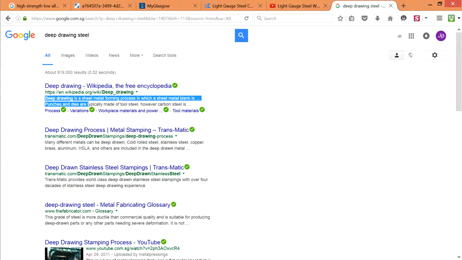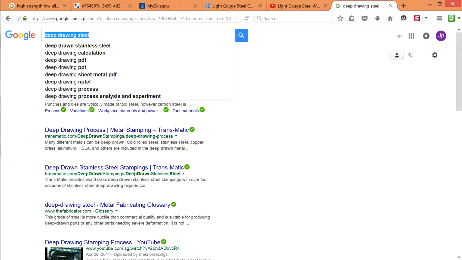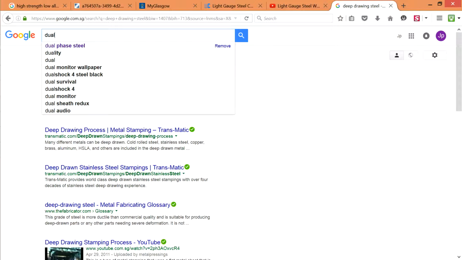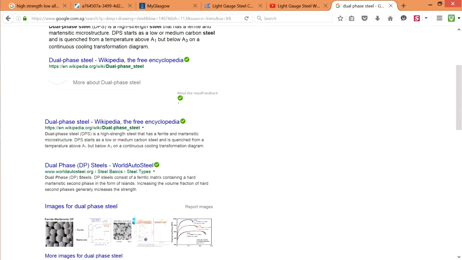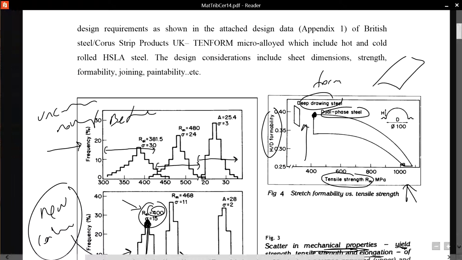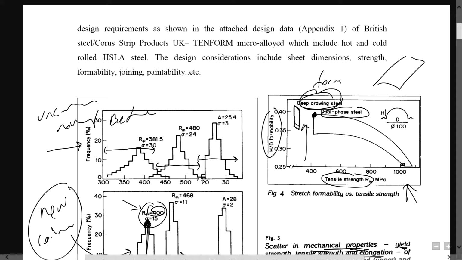Deep drawing steel is a sheet metal forming process, so you are trying to create a sheet of metal. But dual phase steel, I think you can form as a 3D block; you don't need it to be a sheet. So if it's a deep drawing steel, then it's talking about a sheet of metal, which has a lesser range of tensile strength given a large range of formability. Given the same amount of formability, there will be a difference in the tensile strength, I guess.